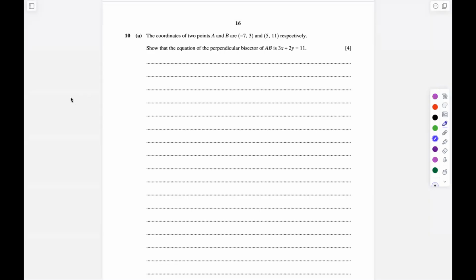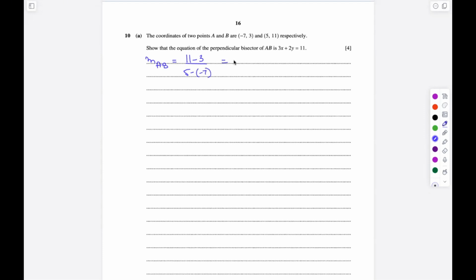In question 10a, the coordinates of 2 points A and B are (-7, 3) and (5, 11) respectively. We have to show that the equation of the perpendicular bisector of AB is 3x + 2y = 11. So in the first step, to find the equation of the perpendicular bisector of AB, we'll first find the gradient of AB. So that will be (y2 - y1) divided by (x2 - x1).